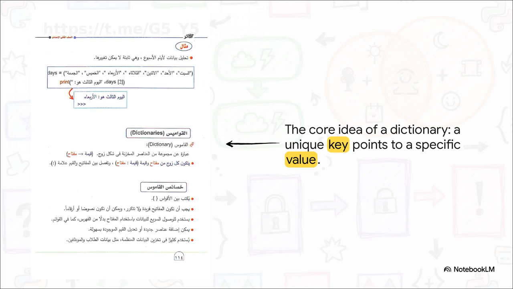This slide here really nails the core concept. A dictionary is just a collection of these key value pairs. Honestly, the best analogy is a real dictionary. You have a unique key, which is the word, and it points to its value, the definition. This makes finding the exact piece of information you need incredibly fast and intuitive.